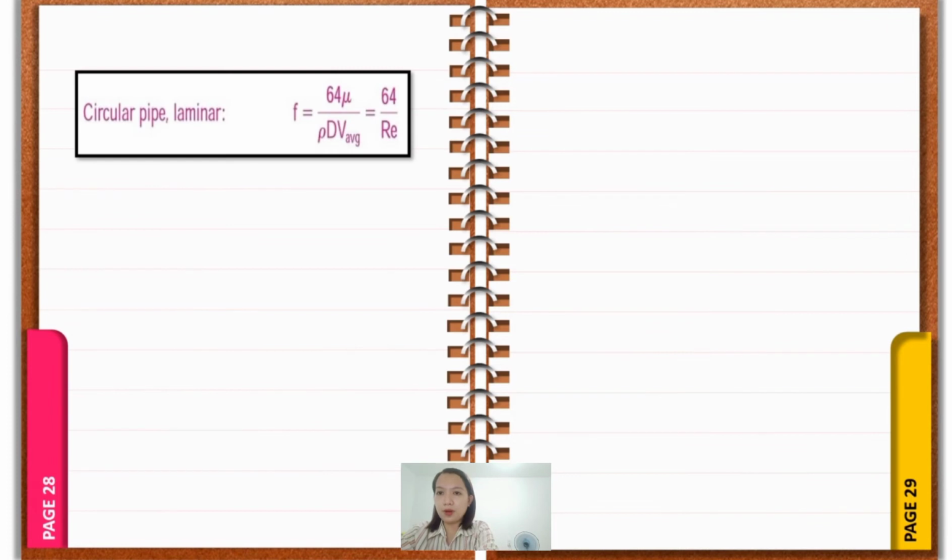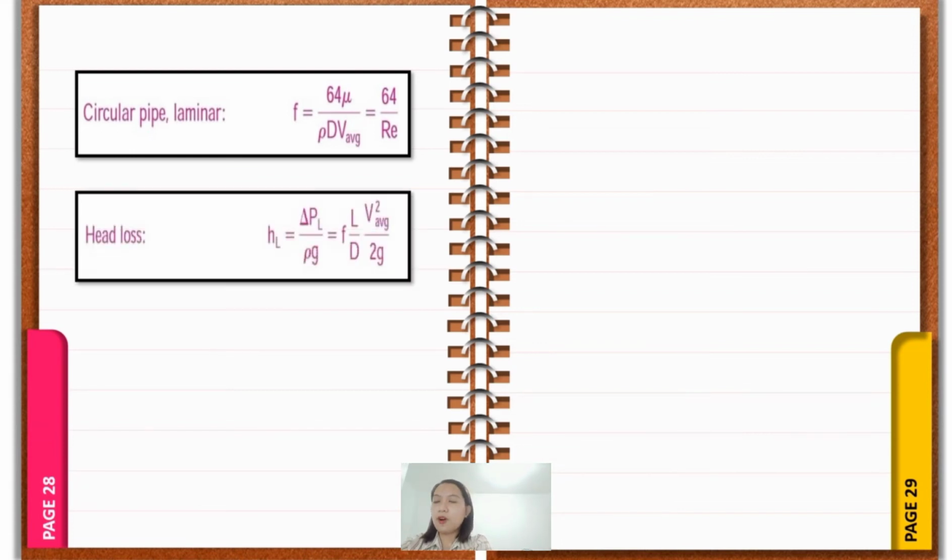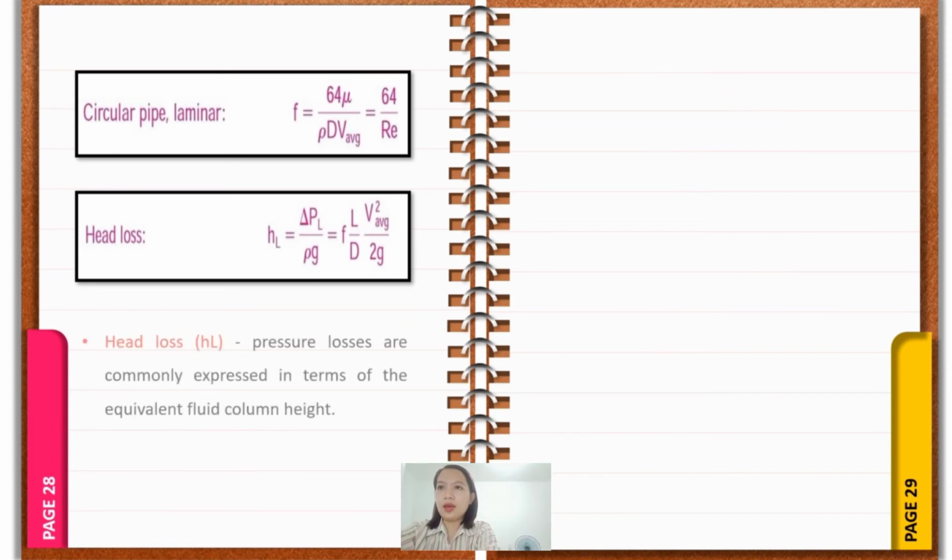Next is the circular pipe laminar formula. The friction factor is equal to 64 times fluid viscosity over density times diameter times average velocity, which is equal to 64 over the Reynolds number. And the formula for the head loss is HL is equal to pressure loss over rho g, which is equal to friction factor times length over diameter times average velocity squared over 2g.